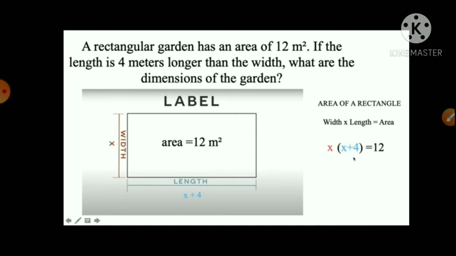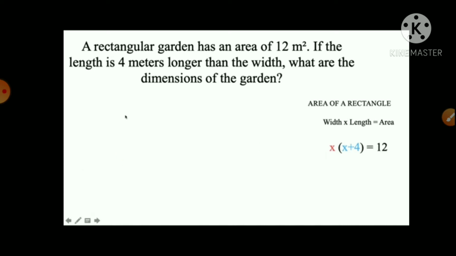We will start working on this one. So we're going to use our skills in solving algebraically. Recall the lesson in multiplication of a monomial by a polynomial. By distributive property, x times x is x squared. Then x times positive 4 gives us positive 4x, and we write down equals 12.